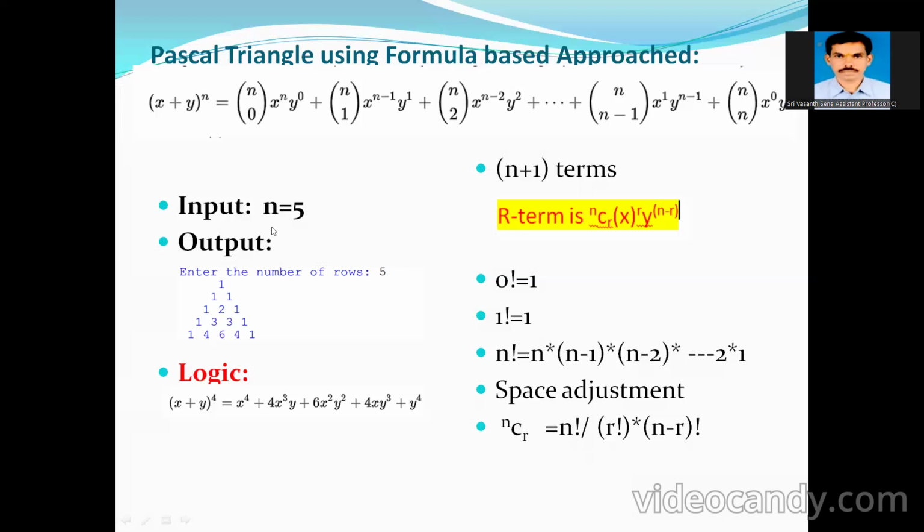Suppose my n value is 5, then you get the Pascal triangle like 1; 1, 1; 1, 2, 1; 1, 3, 3, 1; 5 rows, 1, 4, 6, 4, 1. So (x + y)^4 is equal to x^4 plus 4x^3 y plus 6x^2 y^2 plus 4x y^3 plus y^4. Now we are considering the coefficients only. For x^4, the coefficient is 1. For x^3 y, the coefficient is 4. For x^2 y^2, the coefficient is 6. For x y^3, the coefficient is 4. For y^4, the coefficient becomes 1.